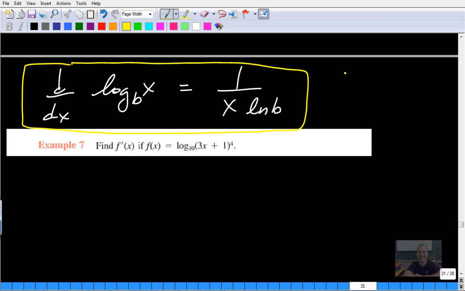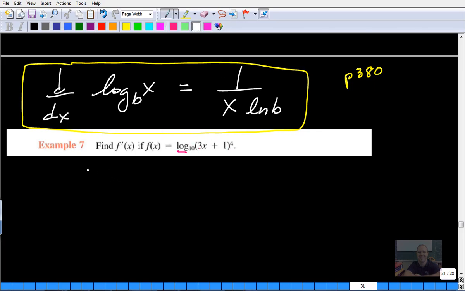So the proof, if you want to look at the proof, it's on page 380. But let's do a question where we're going to use this. This is the type of question where you've got a logarithmic function. You've got a base 10, so it's a common logarithm. But you also have 3x plus 1 all to the power of 4, and you're asked to find the derivative.